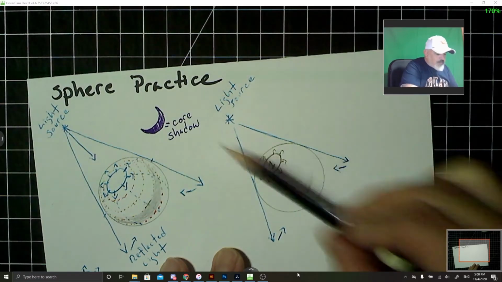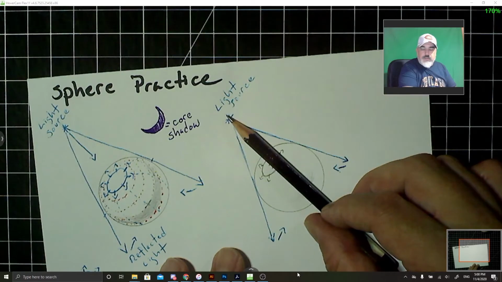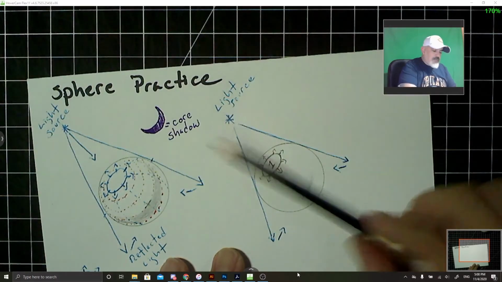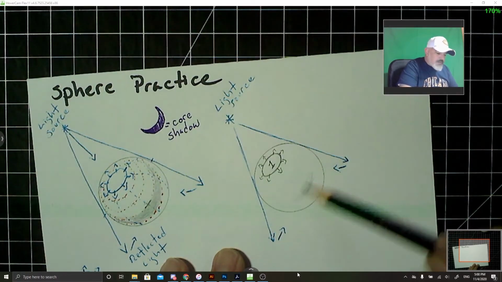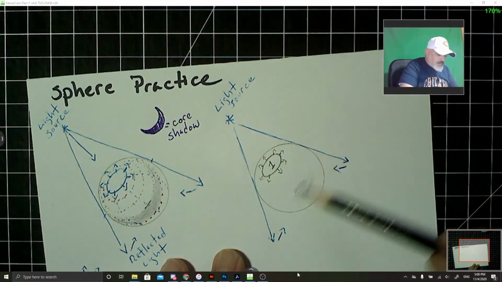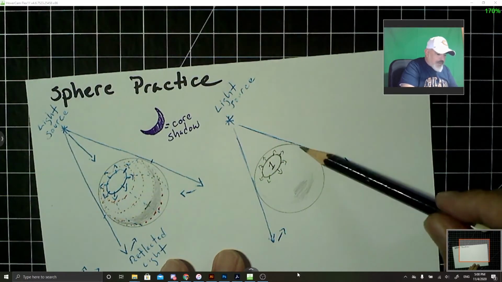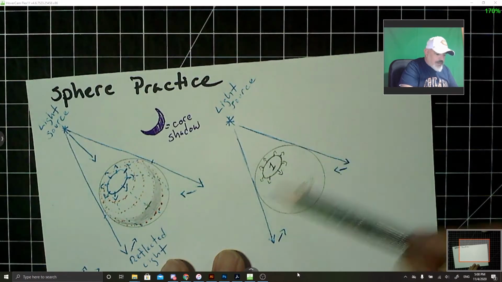And here's the important thing. You're just going to go opposite, like I talked about earlier in the video. I'm going to go opposite of my light source. That's where my crescent's going to go. And I'm just going to indicate this is where my crescent's going to go. I can't go past this point. So you can't go past this point right here.